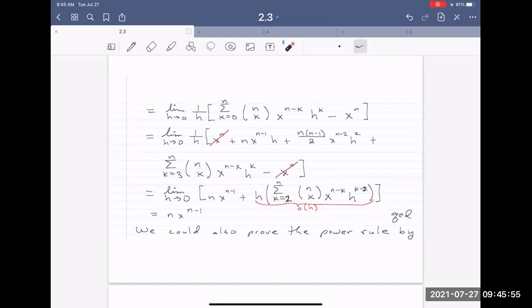And so, as h goes to 0, that's 0. And so this is just equal to n. And by the way, that's big O of h. But this goes to 0 as h goes to 0. And so the only thing I have remaining after I take the limit is this term. So this is equal to n, x to the n minus 1. And that's what you wanted to show.